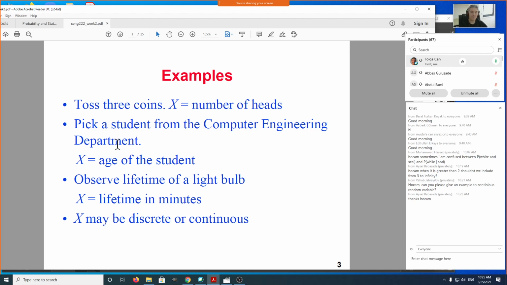For example, if I pick you, maybe ask questions like: if I pick a random student, what would I expect X to look like? Is it going to be around 20s? For example, if somebody tells me that the expected age of the student is 55, I will be really surprised. Or if somebody says I picked a student and the age is 55, I will be surprised.